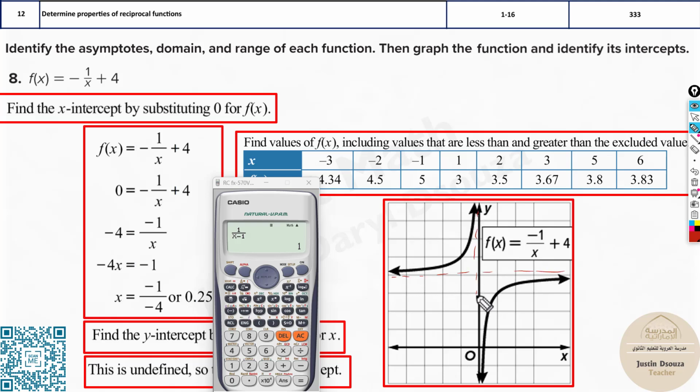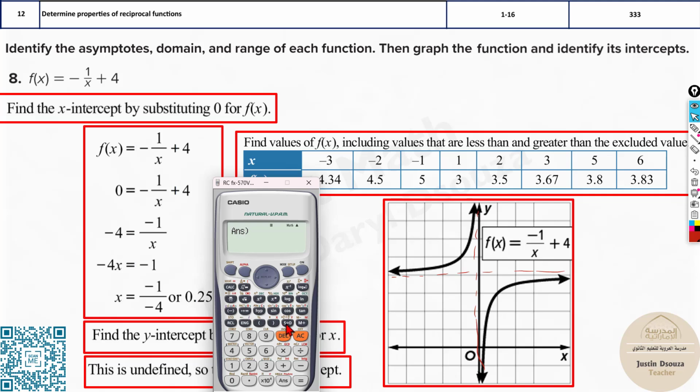Vertical asymptote is 0. Why? Because it's divided by x. Now then, for the remaining values, just type it in the calculator. All you do is minus 1 divided by x plus 4. Calculate it at 0 and check it's undefined. Yes, let's calculate it at say 1. It's 3. Is it true? 1, 2, 3. Yes. Let's calculate it at 4.